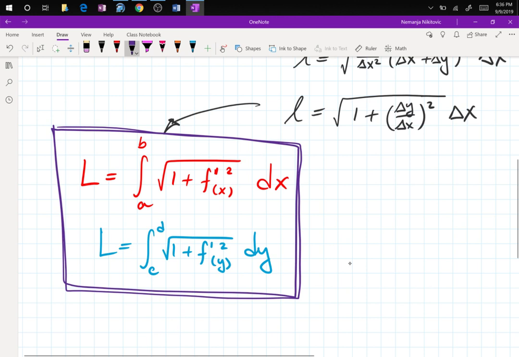So now, is this the 10th formula, or the 5th formula? You said there are going to be 10 formulas.